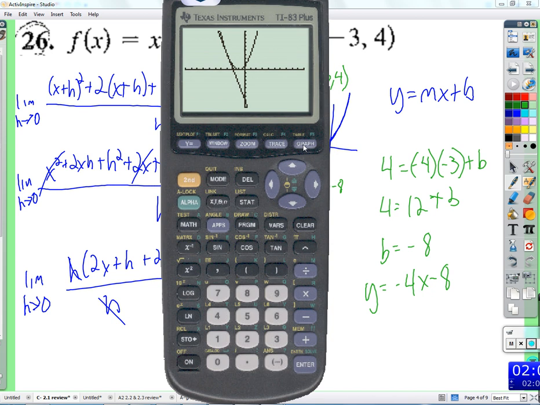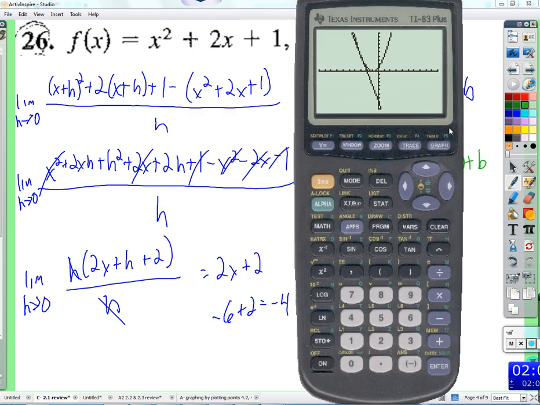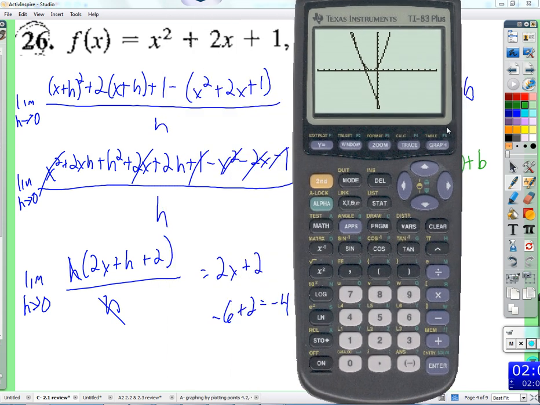And one other thing that we can confirm with our calculator is this. You ready? Do you have a calculator? Get your calculator. Get ready. Put in that function, x squared plus 2x plus 1. If we need to know the derivative at a point, meaning the slope of the tangent line, the calculator can tell us that in almost every case.